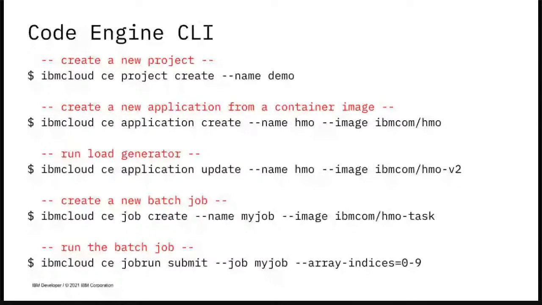As you can see here, you can do a lot with very few commands. You can create a Code Engine project, and create a new application from a container image or from source code. We have a load generator that will demonstrate our auto scale feature, which you'll see in a bit. You can create and run a batch job in 5 commands from your terminal. So in under a minute, you can do all of these things that we're going to go through today.